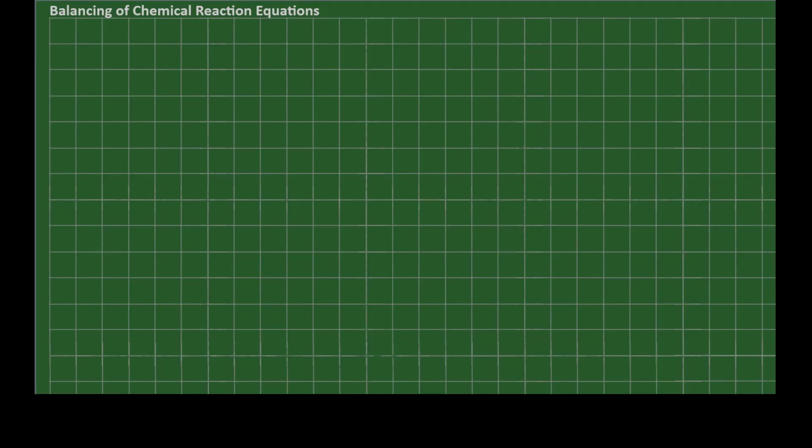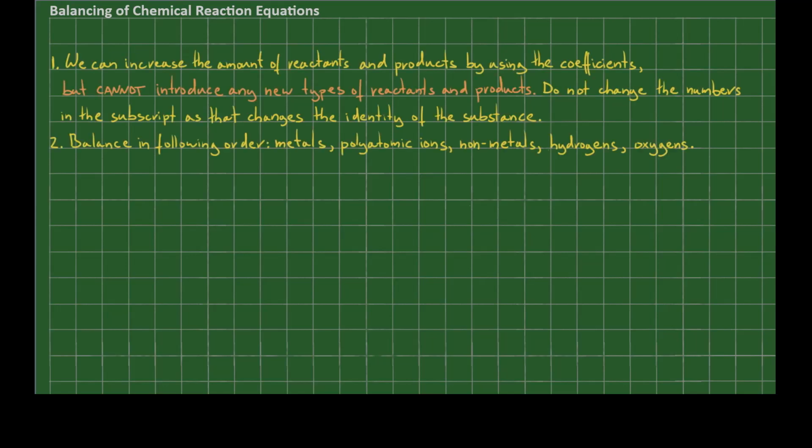Hello good people, I'm going to look at the balancing of chemical reaction equations. While there are a couple of methods that we could employ, ultimately they all hinge on a couple of guidelines. The first guideline is telling us that we can increase the amount of reactants and products by using the coefficients, but we cannot introduce any new types of reactants and products into the equation.